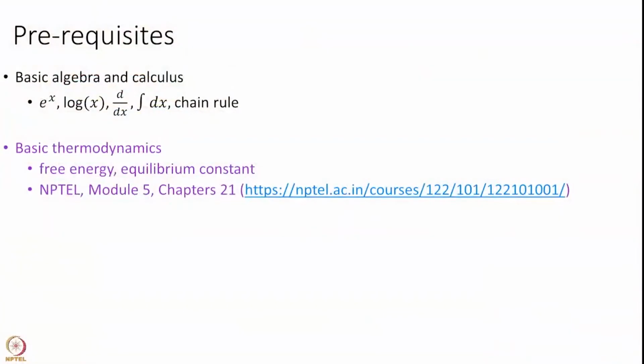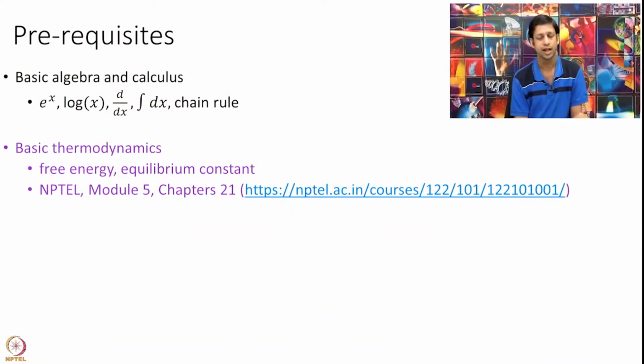Very fundamentals of thermodynamics, the second law and the first law of thermodynamics as applicable to chemistry, idea of Gibbs free energy, idea of equilibrium constant and the relation of equilibrium constant with Gibbs free energy. So, there are enough resources out there where you can access these. Here I am referring to one NPTEL module which you can look at, which is sufficient, module 5 of chapter 21 of this course. So, one chapter is enough.